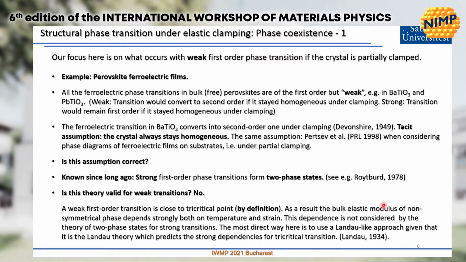This is what has been discussed in Partsev, so we questioned the validity of this assumption. Then there's a paper in the 70s by Reutbert, where he did consider strong first order transitions and found that two-phase states can exist. But the same approach cannot be applied to weak first order transitions, because in a weak first order transition you're close to the tricritical point. So you're somewhere between a second order and a first order transition, and you still have a jump in the order parameter at the transition.